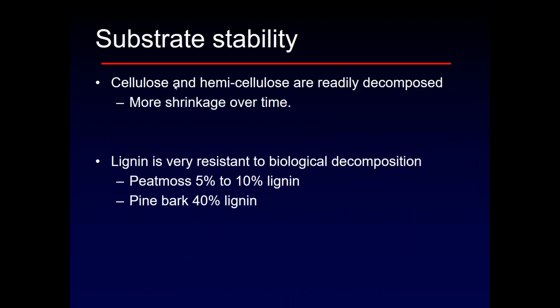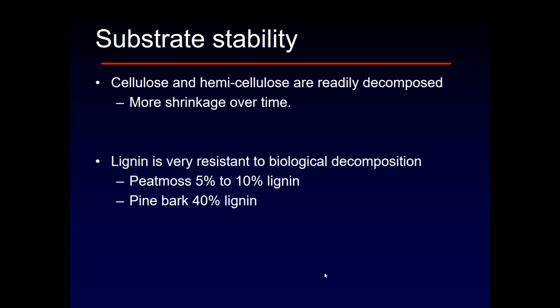Now, one thing that's really important in determining substrate stability is the cellulose, hemicellulose, and lignin content of the media. And most important, the value that you really want to know is the lignin content. Lignin is very resistant to decomposition. So when you look at the lignin content of organic matter, the higher that number, the more stable that material will be over time.